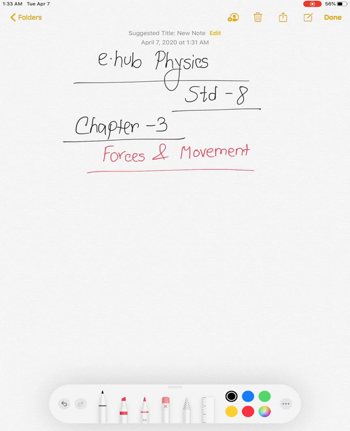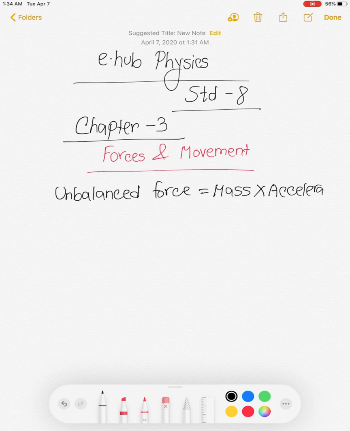So this chapter included topics like unbalanced force. Unbalanced force is equal to mass times acceleration. So whenever we write F equals ma, it doesn't mean any random force equals ma. What actually does ma mean? Mass into acceleration is actually equal to the unbalanced force, like the thing we revised in the last class.